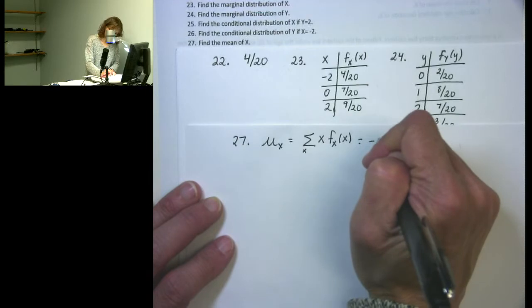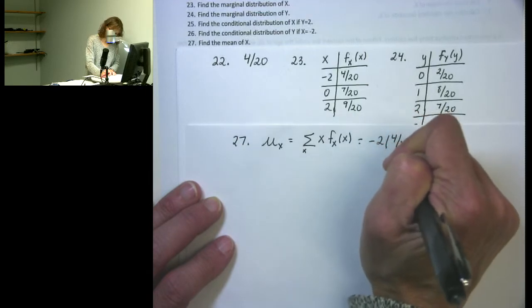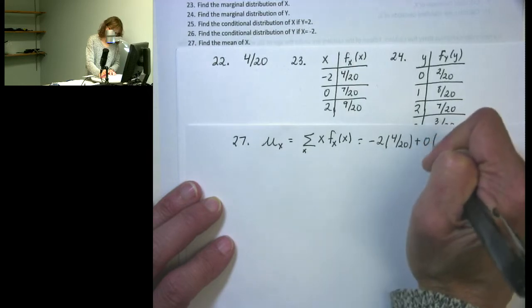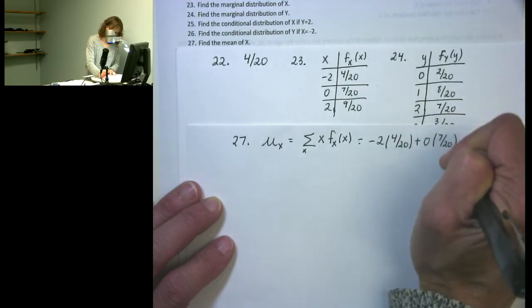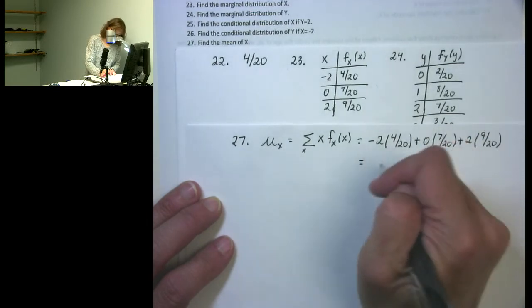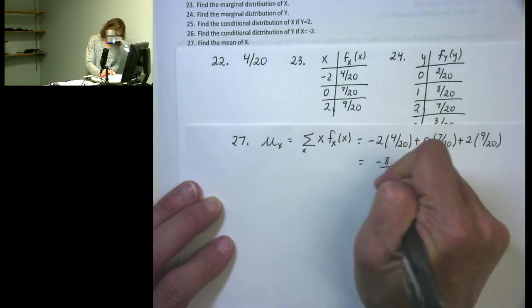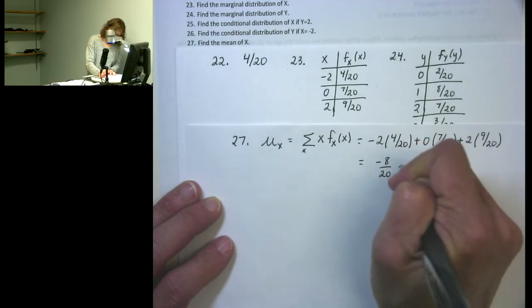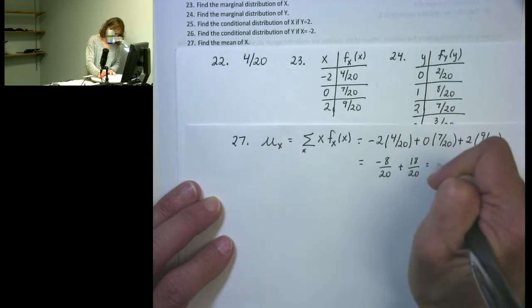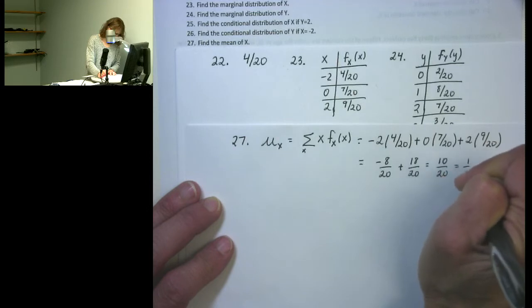So that's going to be negative 2 times 4/20 plus 0 times 7/20 plus 2 times 9/20. This gives me minus 8/20 plus 18/20, which gives me 10/20 or 1/2.